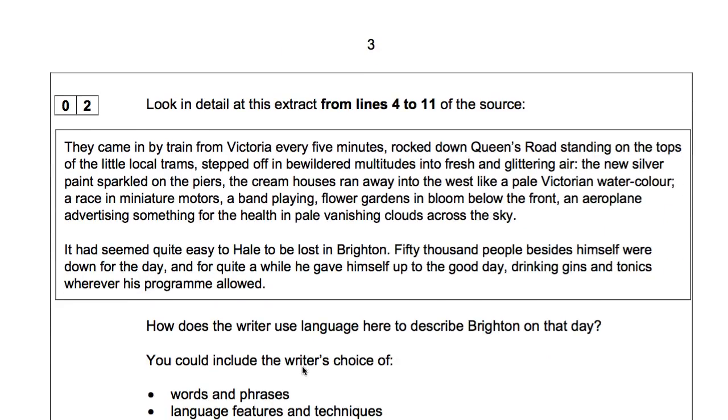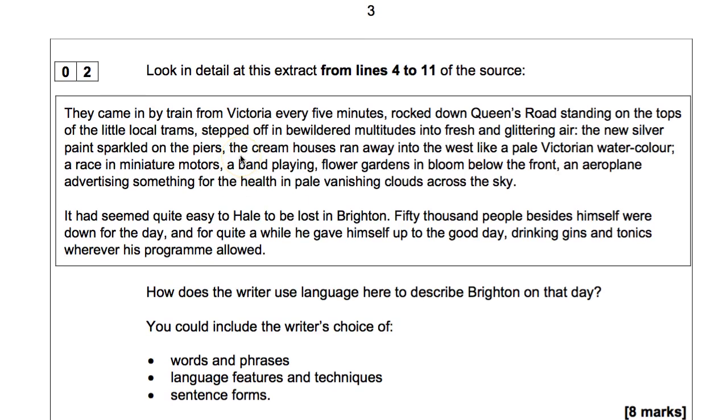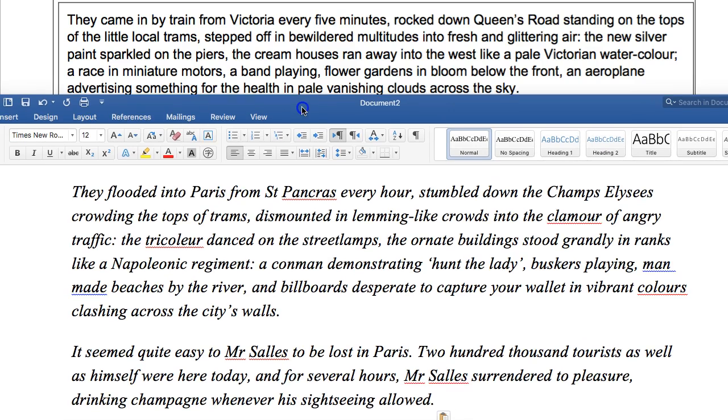So here we have the extract from Brighton Rock. And the best way to understand how writers work isn't actually to study them in the way that we do in class. It's to study them in a different way, and that is to imitate them. So let me show you what I mean. Here is the original text, and here underneath is the text that I have written in imitation.